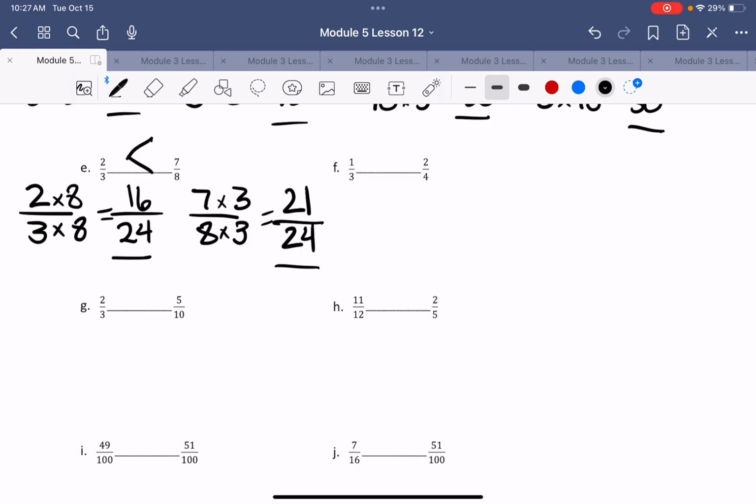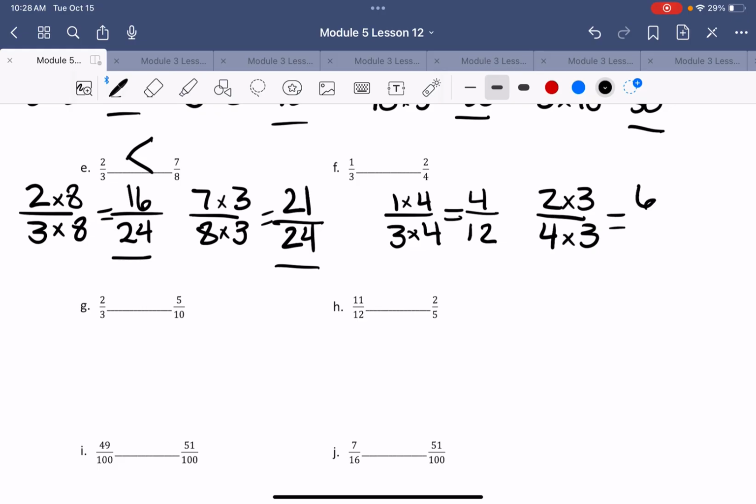All right, let's look at F. We have 1/3, and we times it by opposite denominator, which is 4. That equals 4/12. So now we take 2/4 and times it by the opposite denominator, which is 3. And we get 6/12. Is 4/12 or 6/12 greater? 6/12, so we know 2/4 is greater.